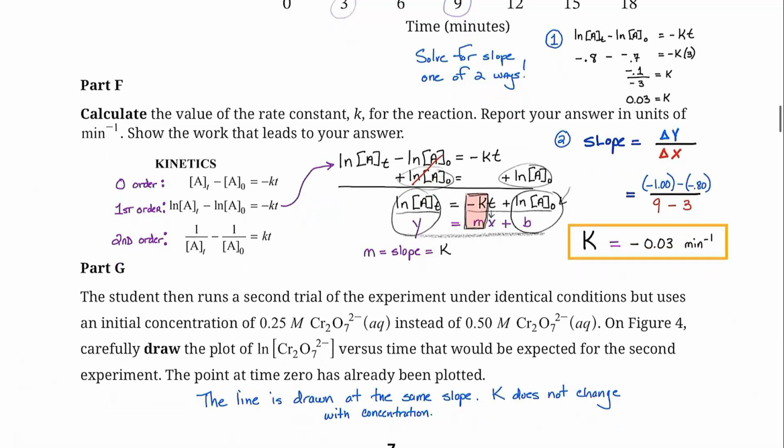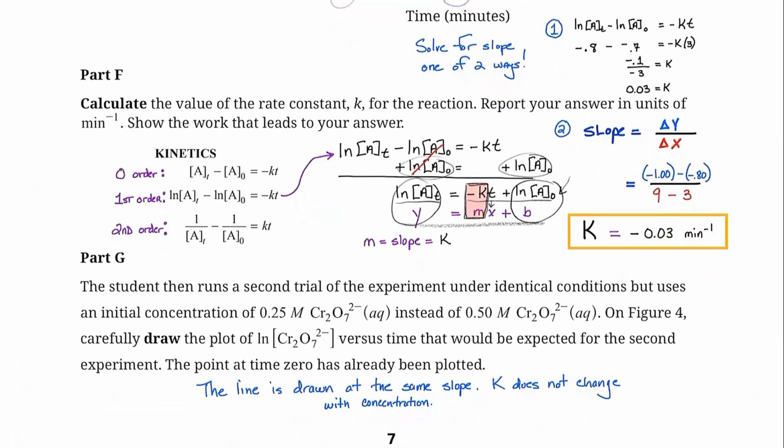It says here, the student then runs a second trial of the experiment under identical conditions, but uses an initial concentration of 0.5 molar instead of 0.5. So they're decreasing the concentration of the initial reaction. The initial reaction is being set up with half as much molar concentration, so it's a diluted initial reaction. And what do we know about rate law? Well, rate law, my friends: rate equals the k constant times the concentration.